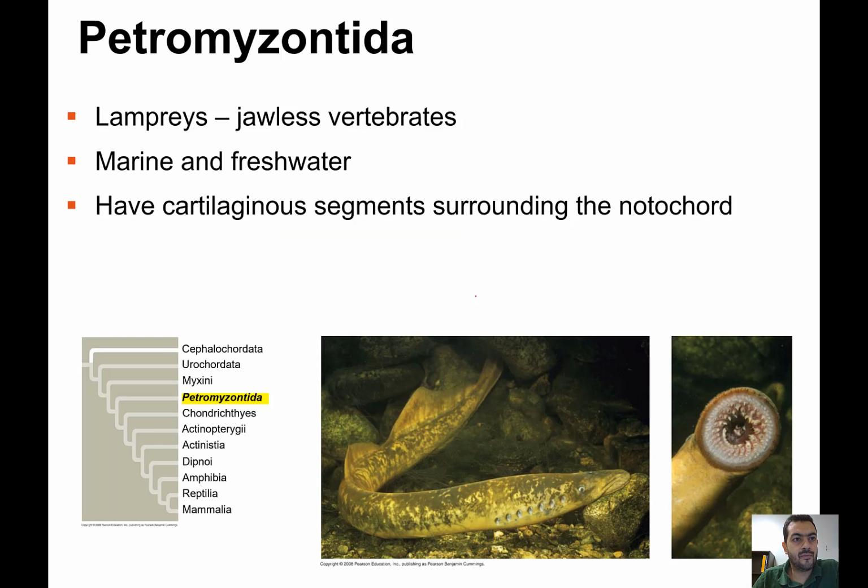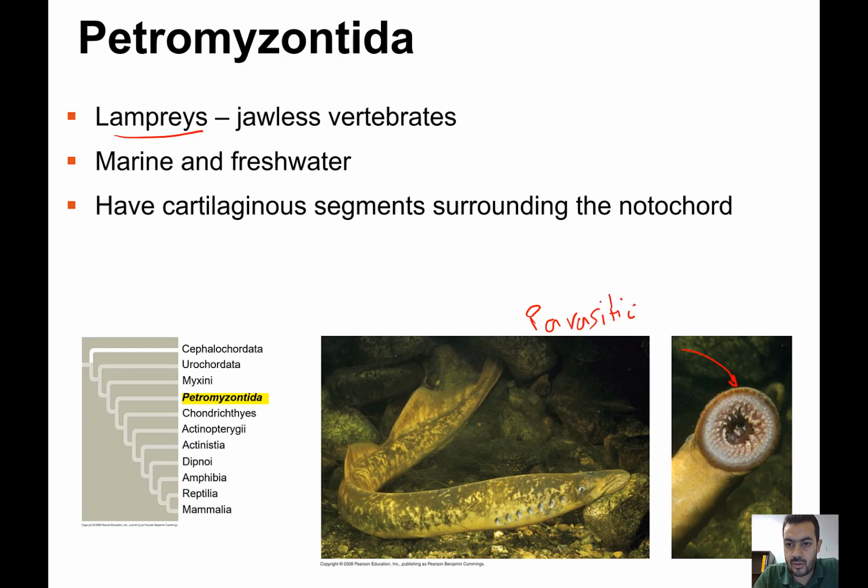The first group of vertebrates, the Petromyzontida, are also known as lampreys. These are jawless vertebrates. They are marine and freshwater living organisms. They have cartilaginous segments surrounding the notochord, and as you can see in this figure, they have the mouth area covered by numerous teeth. They are parasitic organisms.